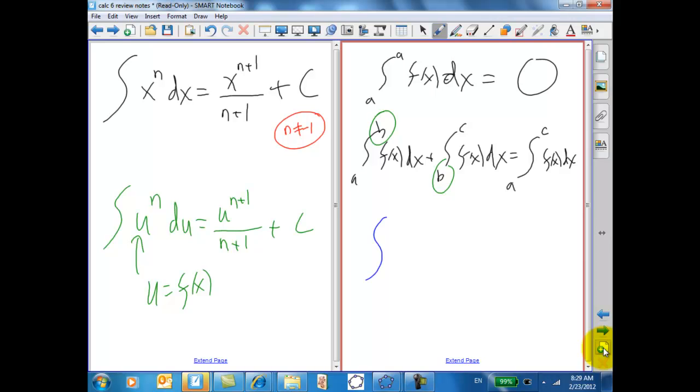Okay. Integral from a to b of f of x. Is that the same thing as the integral from b to a of f of x dx? No, it's negative. It's the exact opposite, so don't forget that. The exact opposite. Okay? Then there's one other concept.